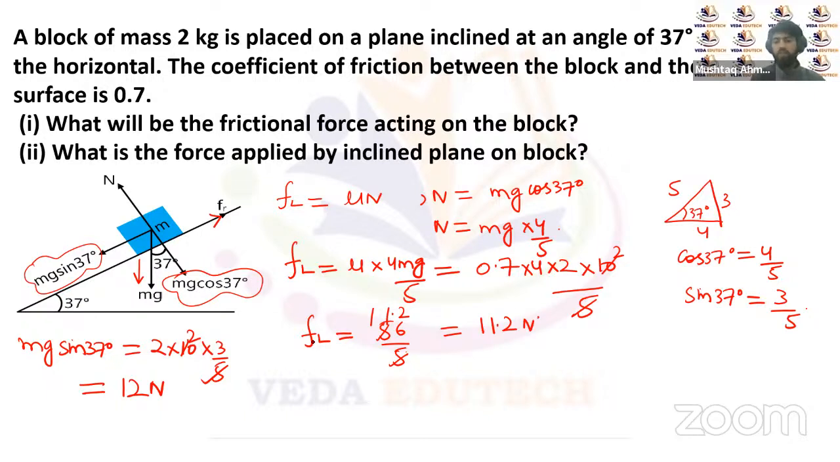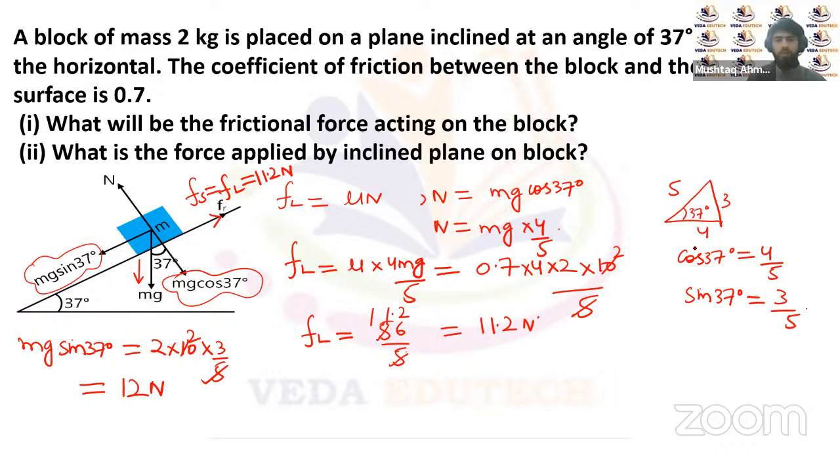And the maximum friction here in this case will be the value of the limiting friction. So the frictional force, static friction, will be here in this case equal to the limiting friction, that will be equal to 11.2 newtons. 11.2 newtons will be the value of frictional force.